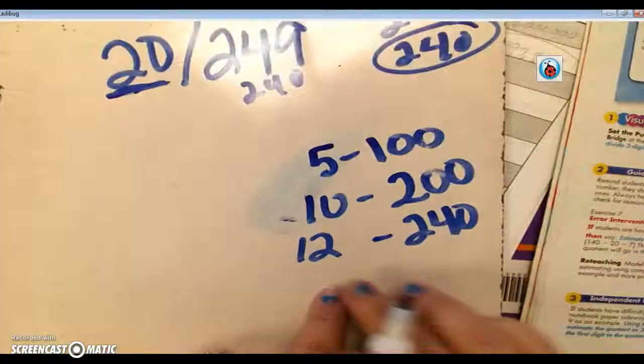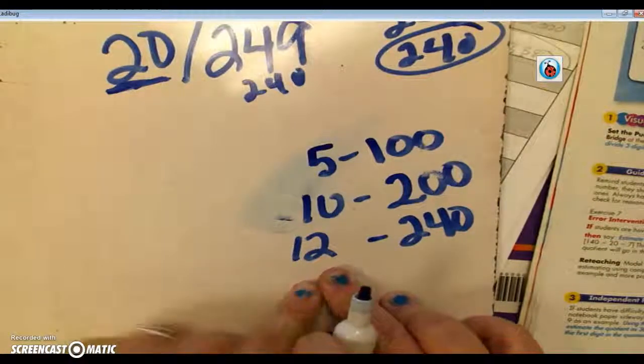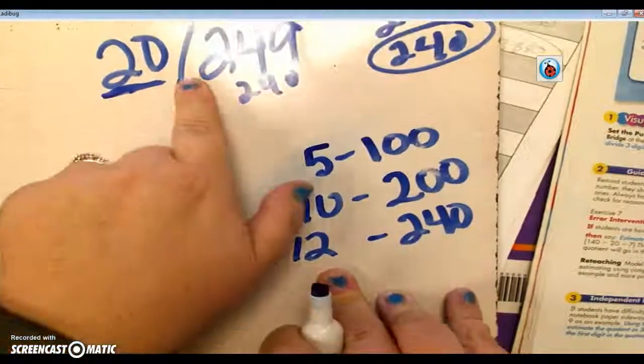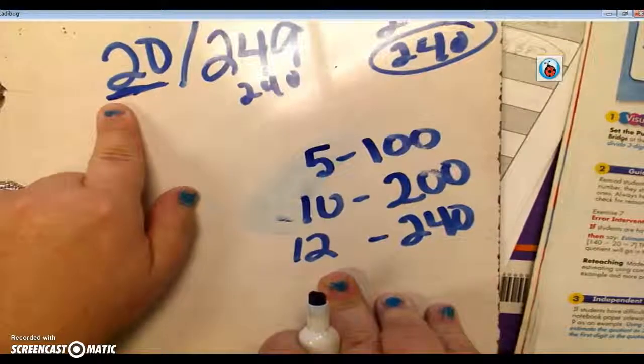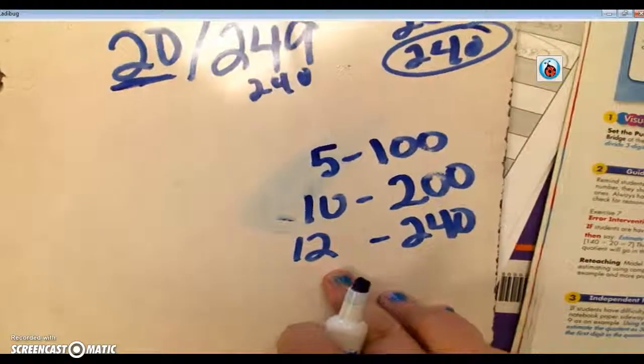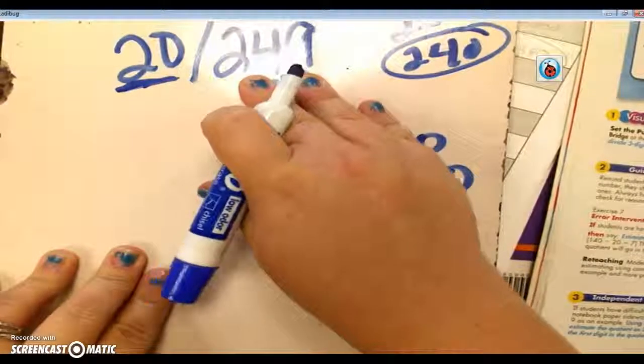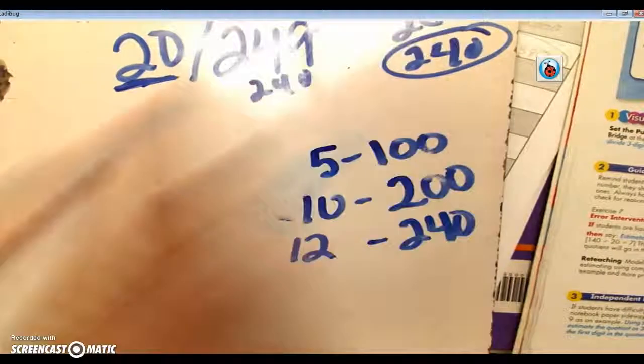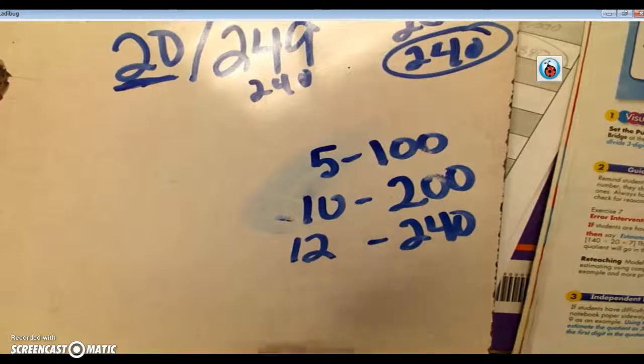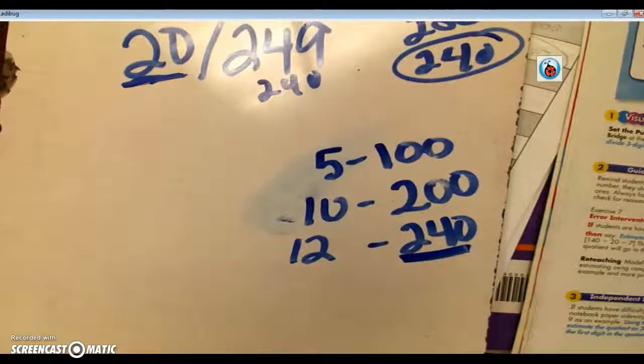20 goes into 240. So if I was estimating 249 divided by 20, I could estimate it to be about 12 times. That 20 would go into 249 about 12 times. Would you agree? Because 12 times 20 gives me 240. Okay? So it should be reasonable to assume that my answer is going to be around 12, give or take some. Okay?